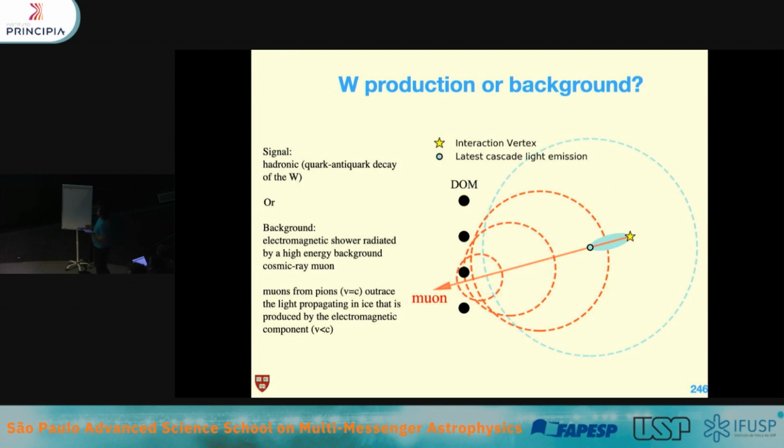So how do we know that this is really a W, and not some background? So your signal is this hadronic interaction, and your background could be maybe electromagnetic showers or muons from pions. The reason is that the interaction happens, and there is a hadronic shower that starts a hadronic process. And this hadronic shower produces pions, and those pions decay into muons. And muons are actually going to move ahead of the main Cherenkov front. And so this blue line is the light emission of the cascade, and these red rings are actually the emission of Cherenkov light from the muons produced from these cascades.